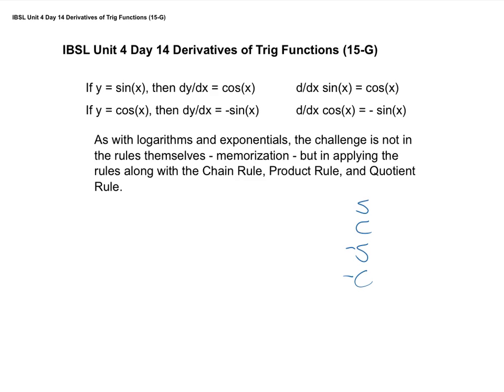The derivative of sine is cosine. The derivative of cosine is negative sine. So what do you think the derivative of negative sine is? Negative cosine. And the derivative of negative cosine would be positive sine. All right? So as you're taking derivatives, you could just follow that. SC, negative S, negative C. And that'll tell you what your derivatives are.